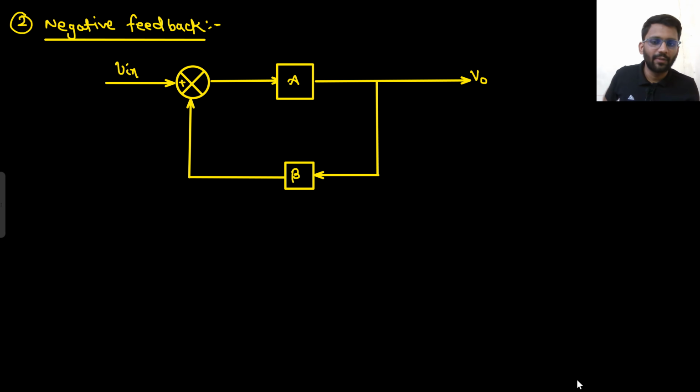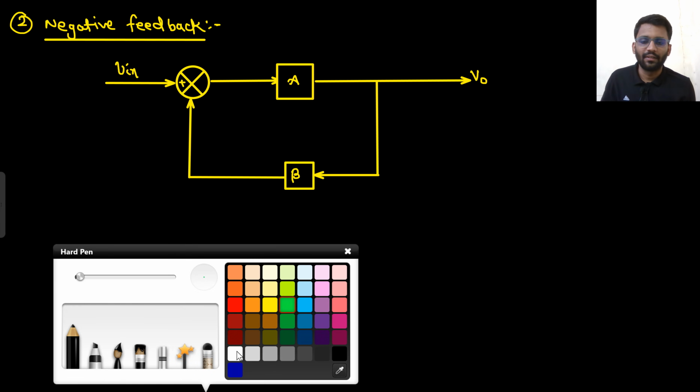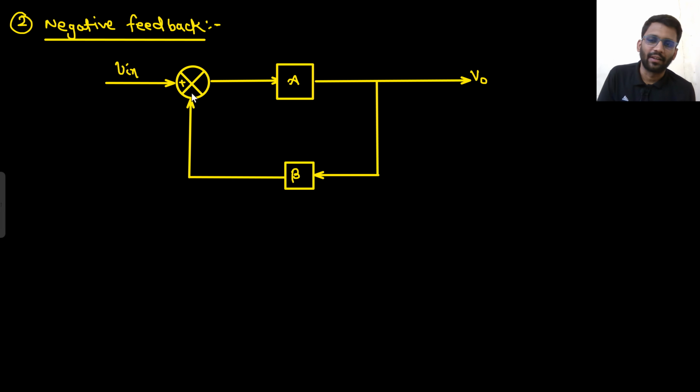So what is happening in negative feedback? The same thing is happening. Output V naught is being multiplied with the feedback factor, and now it is being subtracted. So output is multiplied with the feedback factor beta and it will be subtracted from the input. Previously it was getting added. Since this is negative feedback, it is being subtracted. So this is V in minus beta V naught.